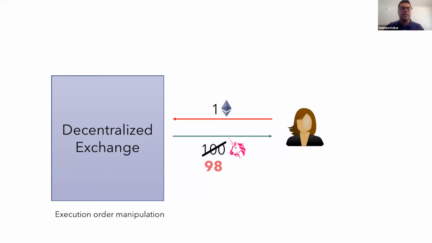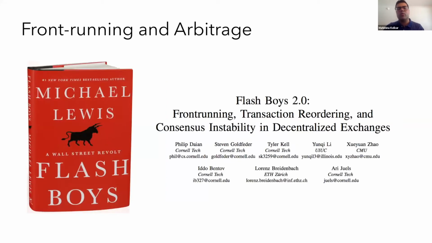So basically, the end result of this is the attacker can steal a part of the profit that Alice could have made just by manipulating the transaction ordering. So this is quite reminiscent of high frequency trading and front running on Wall Street as popularized by the Michael Lewis novel Flash Boys. And this kind of front running has also been quite rampant on permissionless blockchains like Ethereum, as shown initially by this Flash Boys 2.0 paper a few years ago, as well as a number of more recent works.